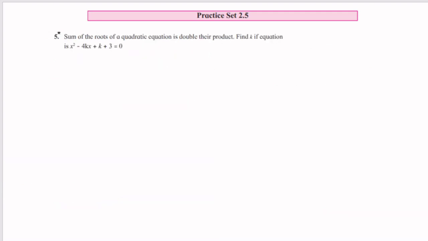Next, question number 5. Here, the sum of the roots of a quadratic equation is double their product. So we have a word problem also saying the sum of the roots of the quadratic equation. Again, we'll consider alpha and beta. This particular sum is saying sum of the roots, so alpha plus beta. It is double their product, so it means twice alpha into beta.